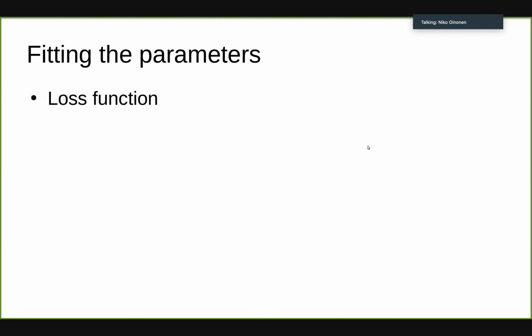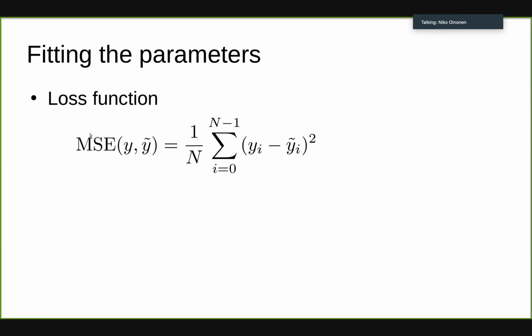Then fitting the parameters. So what you first need is a loss function, which is measuring for a given example how good the prediction of your model is. An often used loss function is the mean squared error. So if we consider that y is the prediction from the model and y tilde is the reference that you labeled yourself, then the loss is, for each element in the output, you take the difference between the prediction and the reference, you square that, and then you take the average over all the elements.